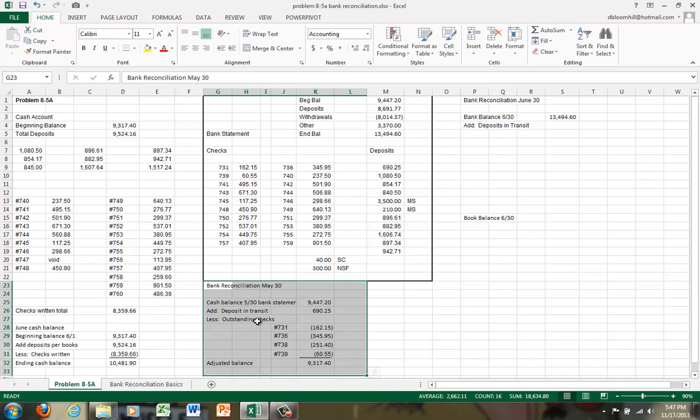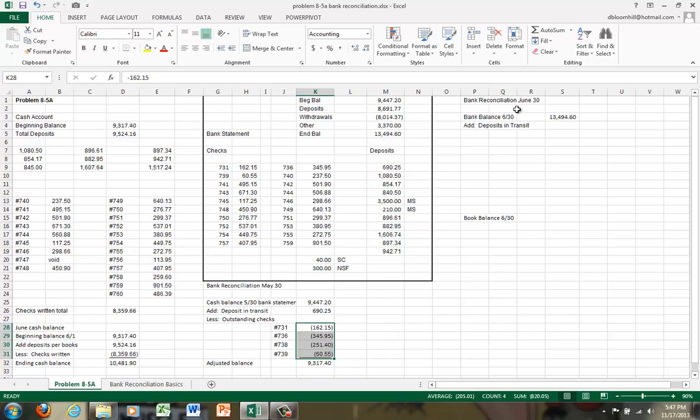All of the things on the book side have already been shown in our statement, but now we have to make sure that the deposits in transit from last month, that is something we showed in May that the bank didn't show, and all of the checks that we wrote in May that the bank didn't show, have cleared.